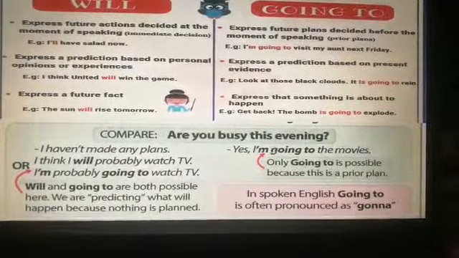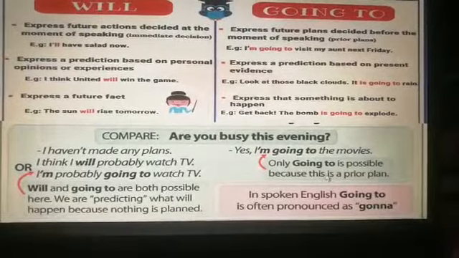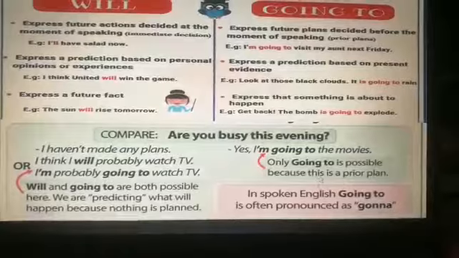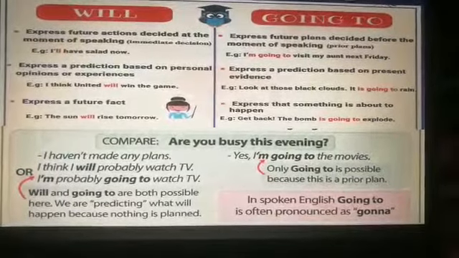And yes, I am going to the movies. Here going to is used because here we have already made a plan. So going to is possible here because this is a prior plan.